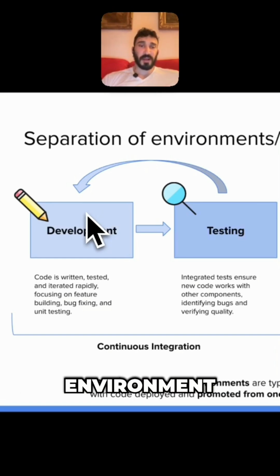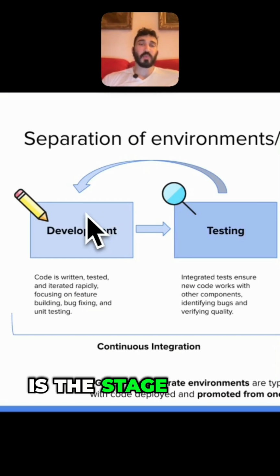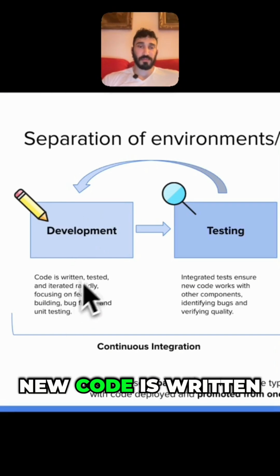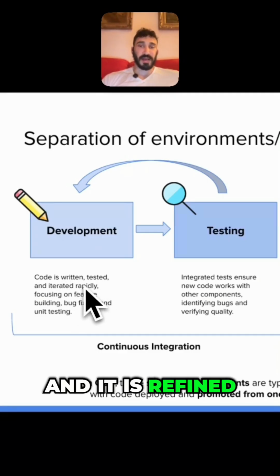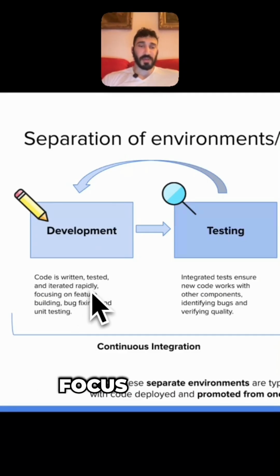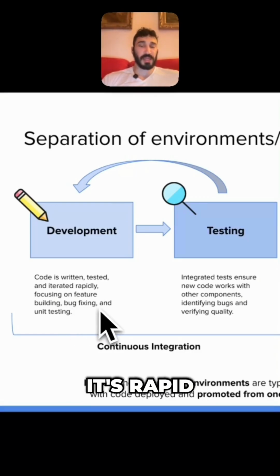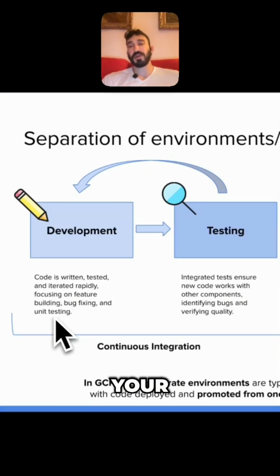So the development environment is the stage where new code is written, right? It is tested and it is refined. This is where you focus on new features, fixing bugs. It's rapid, and this is also where you do your unit testing, right?